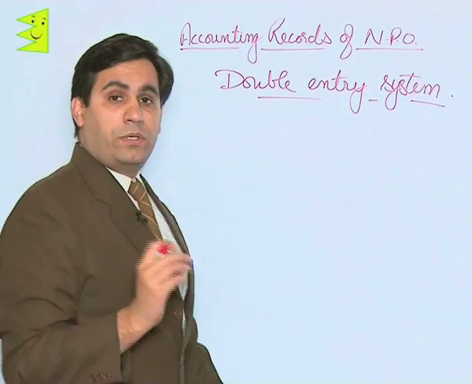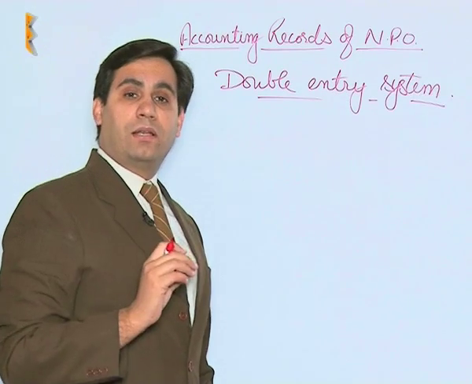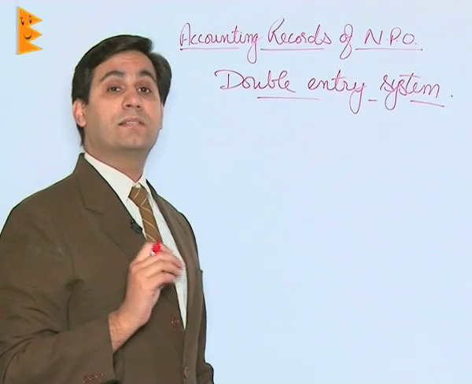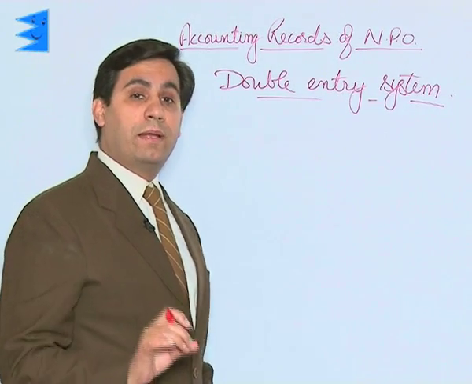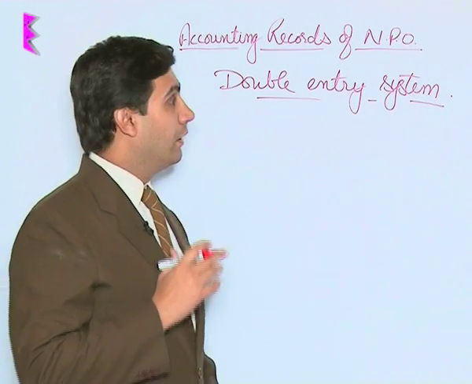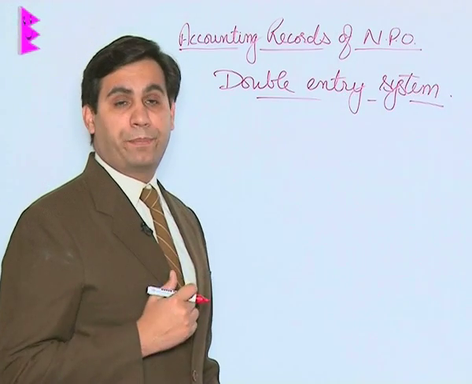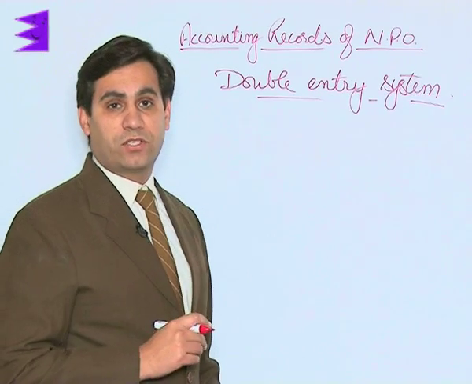That is, all day-to-day transactions are recorded according to the double entry system. They are journalized, transferred to ledger accounts, then a trial balance is taken out. Remember, the concept is the same. If the trial balance tallies, it means there is no arithmetical error. But what next? Besides these, when the final accounts are prepared, there is some difference as compared to a profit-making organization.